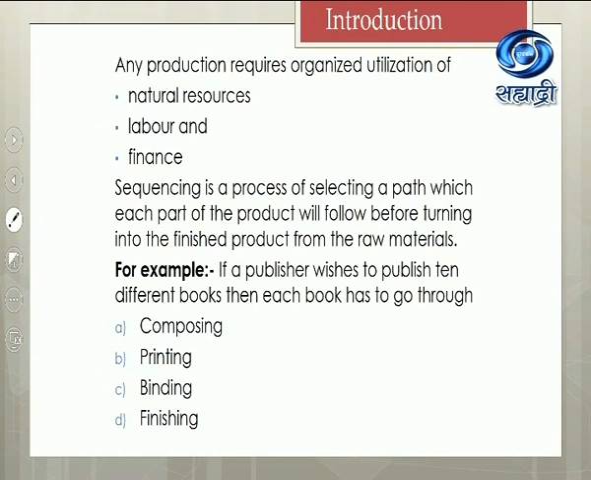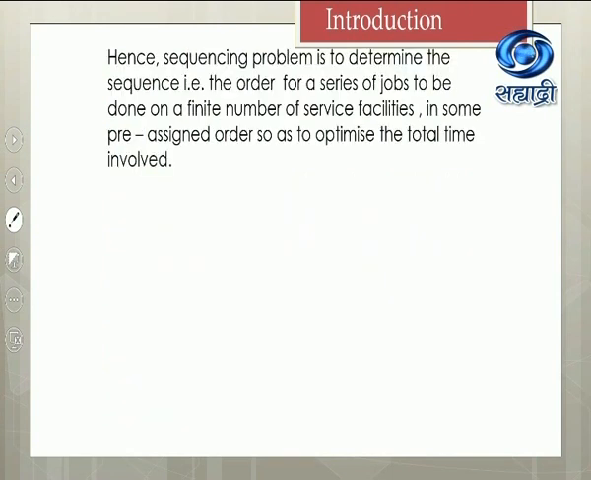This is an example of a 10 jobs and 4 machines sequencing problem. 10 jobs, because there are 10 books, and 4 machines. The elapsed time means the time from the start of the first book till the completion of the last book. So students, the sequencing problem is to determine the sequence, that is the order, of a series of jobs to be done on a finite number of service facilities in some pre-assigned order so as to optimize the total time involved. By this example you have understood what sequencing is.